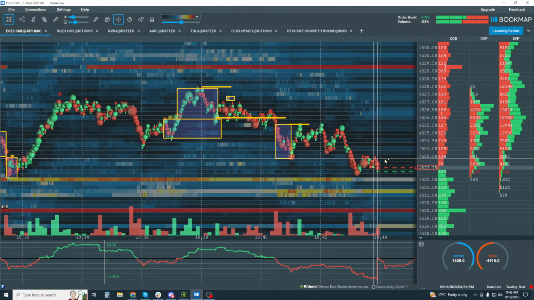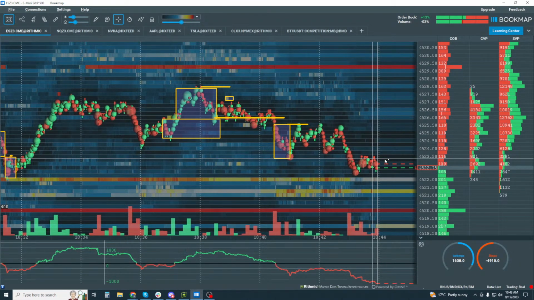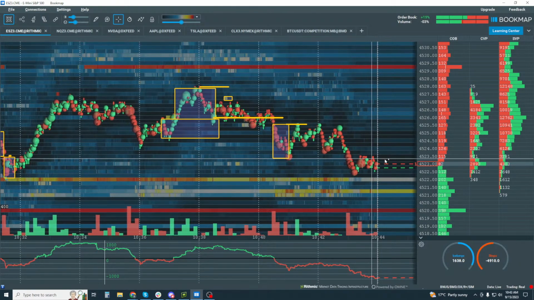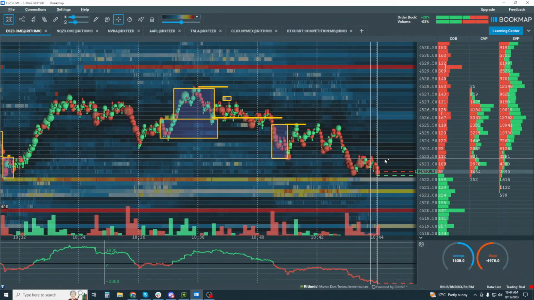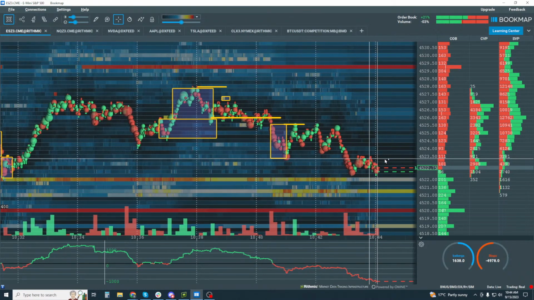Right now, we can do this with anything. It can be a flag pattern. It could be a candlestick pattern. It could be volume profile. It does not matter.